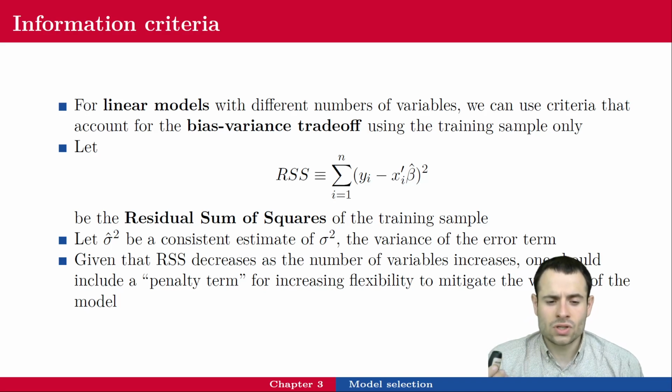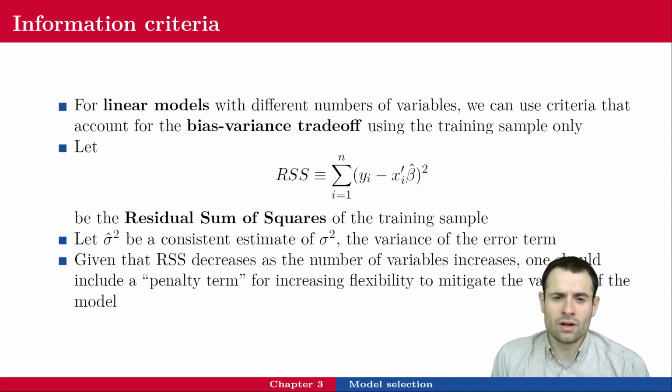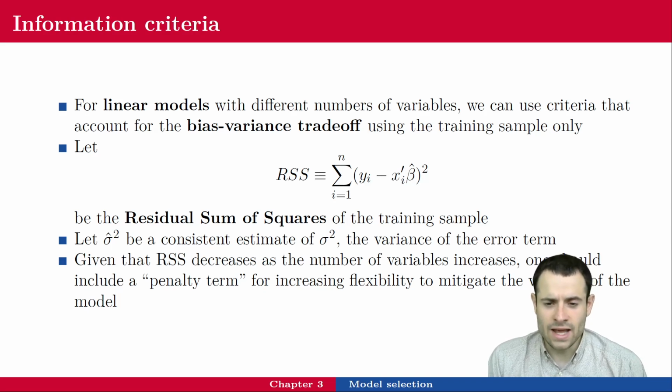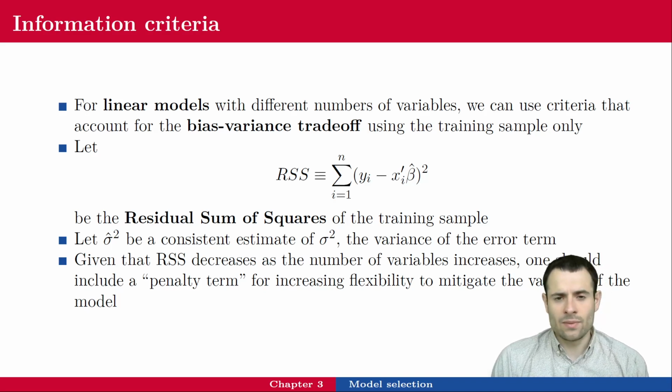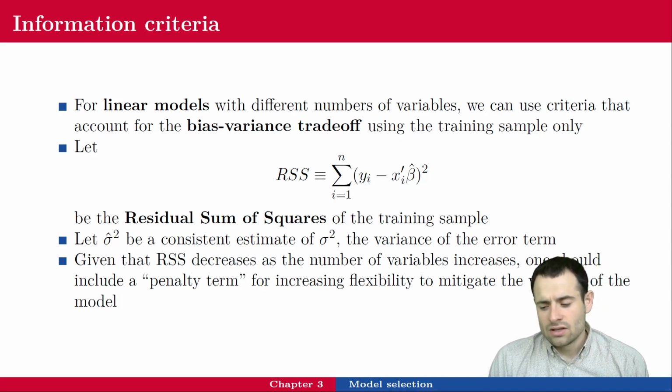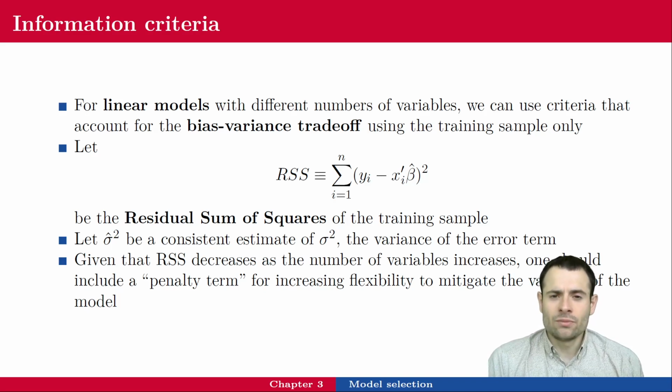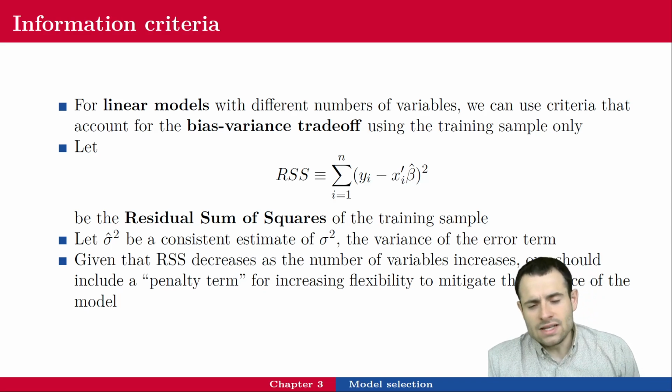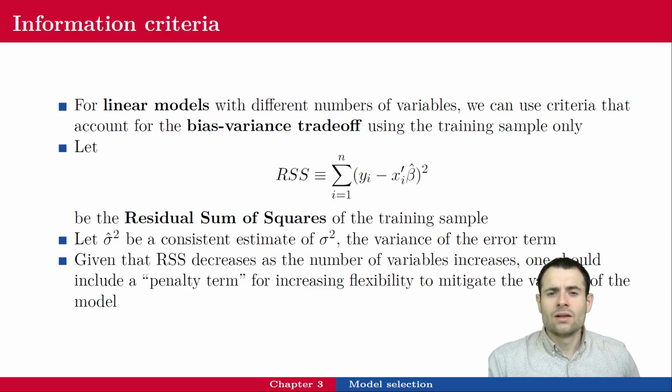Given that the residual sum of squares decreases as the number of variables increases, one should include some sort of penalty. This formula alone will not account for the trade-off. This formula is just pretty much an in-sample MSE. And we saw that in-sample MSE is good when you want to make training sample predictions, but we never want to make training sample predictions. So here, we are going to include a penalty term to account for the fact that increasing flexibility will become bad.